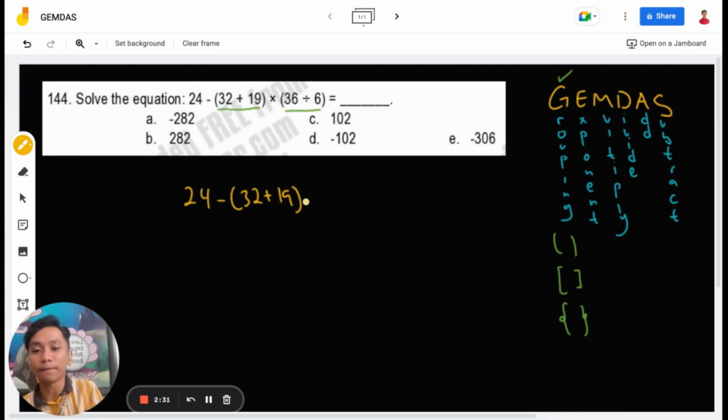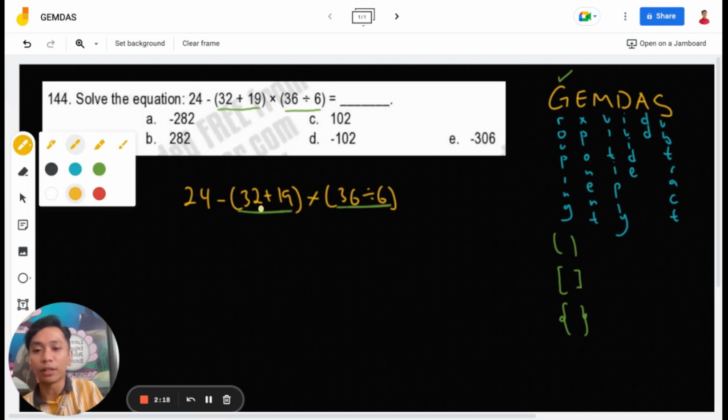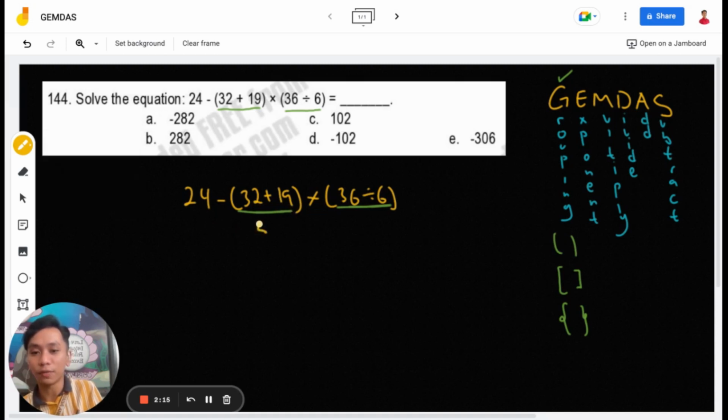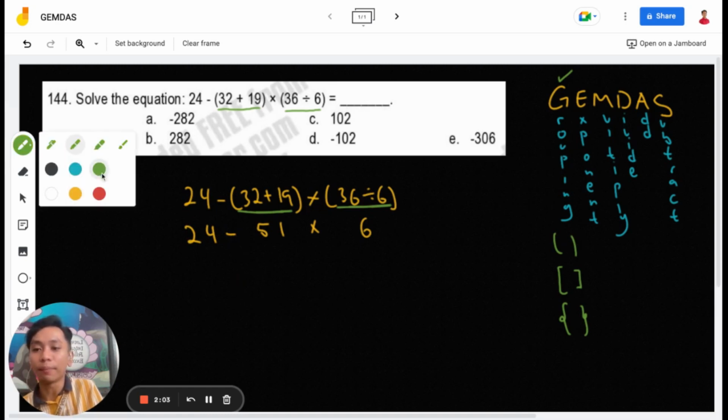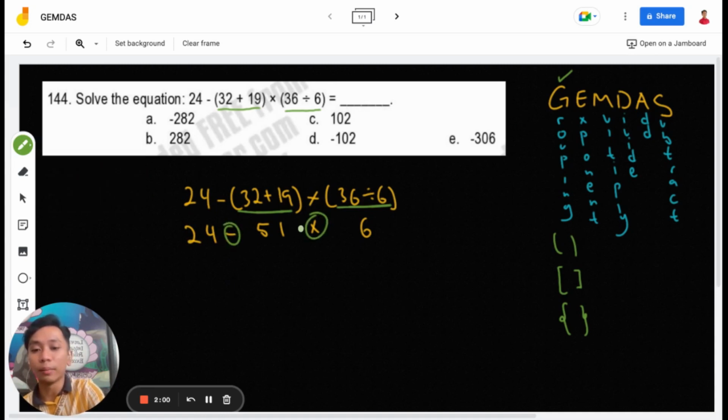Allow me to rewrite. 36 divided by 6. Pwede mong unahin agad yung naka-grouping symbol. Which means, meron kang 32 plus 19, which is 51, multiplied by 36 divided by 6, which is 6. Meron ka pa rin 24 na dapat mong bawasan. So ano na lang natitira? Meron kang dapat i-subtract at i-multiply. Mabilis mong makikita yan dito sa rule na nauuna yung M kaysa sa S. So magmumultiply muna tayo before we subtract, which means ito muna ang una mong dapat na isolve.